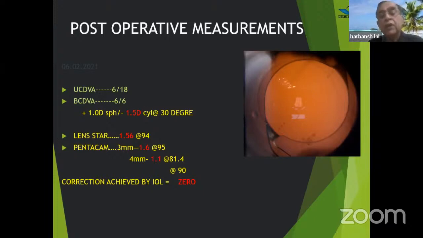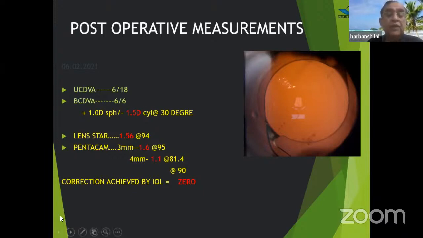So now we went back and did the Lenstar reading, which was 1.56 at 94. Pentacam at 3 millimeter was 1.6 at 95. And at 4 millimeter, normally I take between 2 and 3, it was 1.1 at 81.4. You can see the difference in the axis between 3 millimeter and 4 millimeter. Here the Lenstar helps you at 94. So we planned to put it at 90 degree.